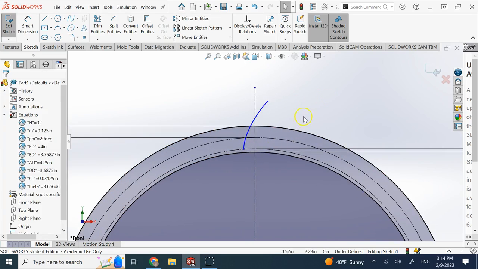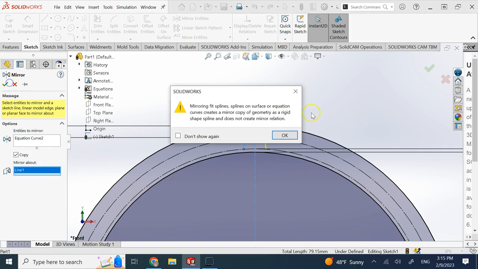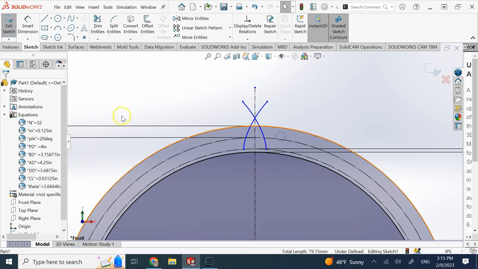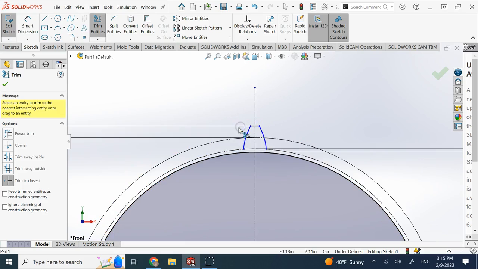So now I can do a mirror here. And for that, I need to use the mirror entity and mirror this guy with respect to this line. And now I have the profiles that I need. All I need to do is a trimming. So I choose my trim tool, and then I trim the portions of this that I do not need. And now you see here is the profile of the tooth, and I can get rid of this portion. So now my profile of the tooth, the involute, is completely done.